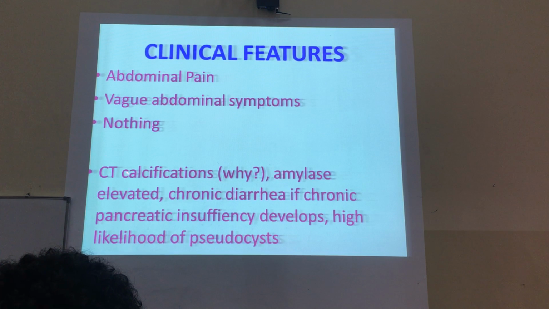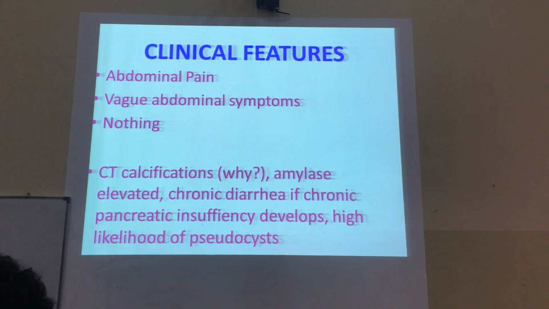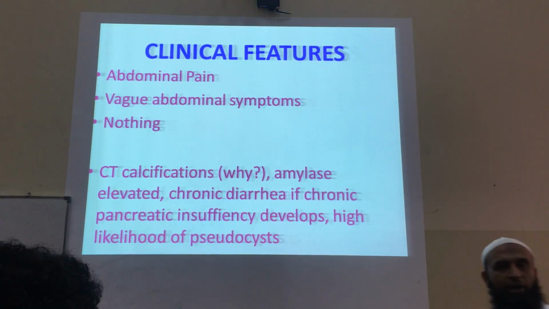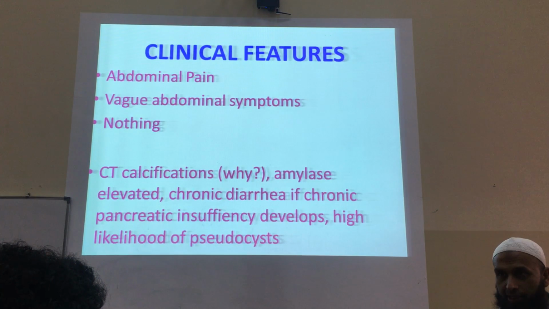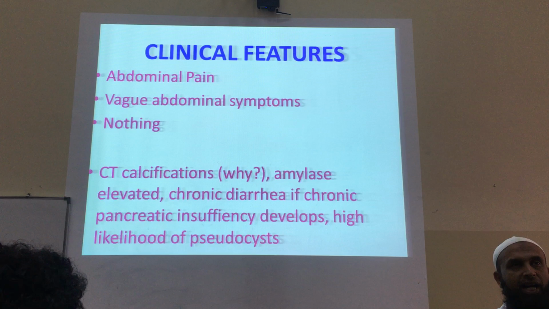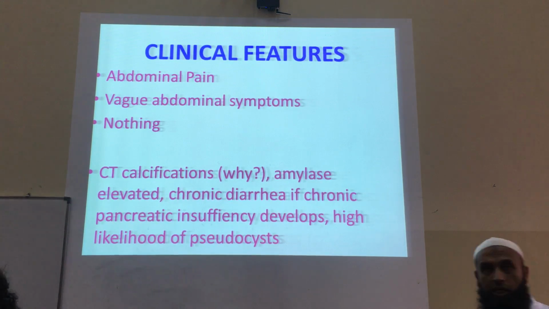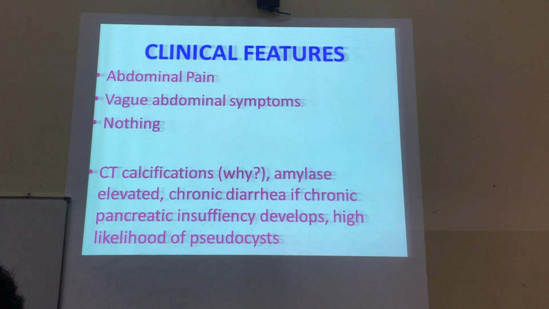On examination by CT, you will find a lot of calcifications. Why do you find the calcification? Again, the same reason: the lipases which are released cause fat digestion, and the fat ultimately combines with calcium, which is saponification. So you will find a lot of calcification, typically in the pancreas, in cases of chronic pancreatitis.